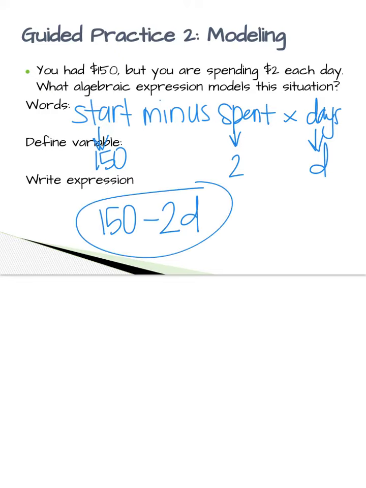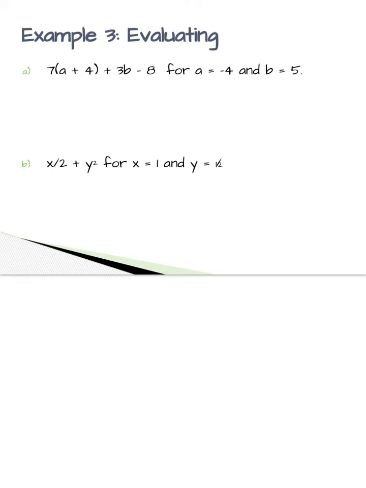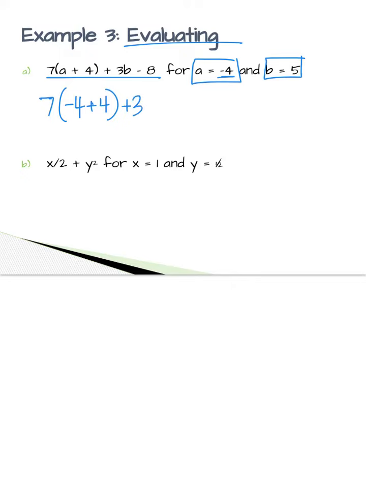Okay? Next. Now let's talk about evaluating expressions. When you evaluate, what you're essentially doing is taking a number and you're replacing the variable with that number. And it's whatever variable they tell you to replace it with. So by saying A equals -4, they're telling you to replace A with -4. And by saying B equals 5, they're telling you to replace B with 5. So for my expression, I'm going to replace every A with -4 and every B with 5. So it's going to be 7 times (-4 plus 4) plus 3b, oops, not b, because I'm supposed to replace that. So 3 times 5 minus 8.